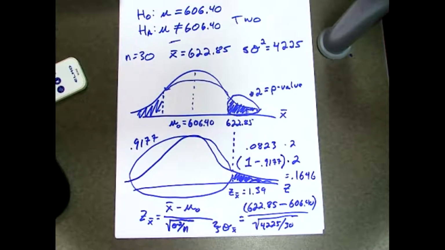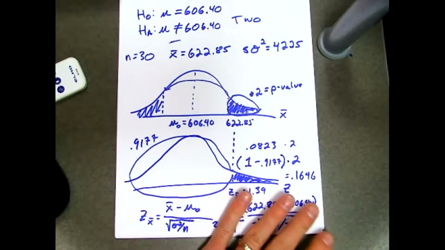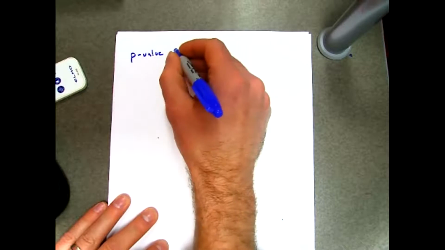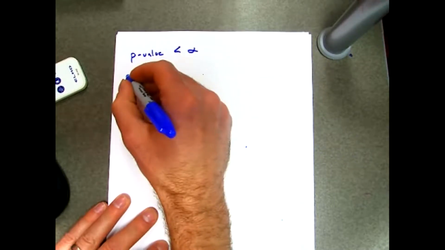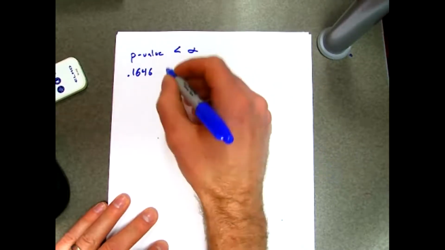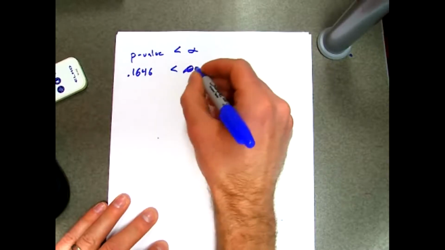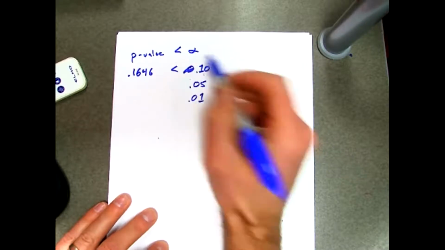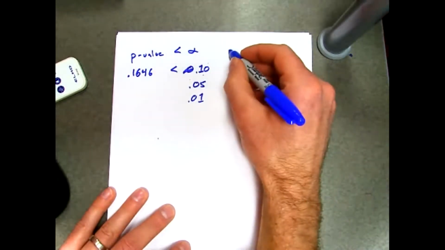Any questions over anything we've done up to this point or any of these steps? Okay. So we've got our p-value, right? Now, the whole reason we're doing this is to see, can we reject the null hypothesis? So my p-value, the only time I reject is if it's less than alpha. So I've got 0.1646 here. And I can test against 0.10, 0.05, and 0.01, kind of our typical benchmark alpha values.